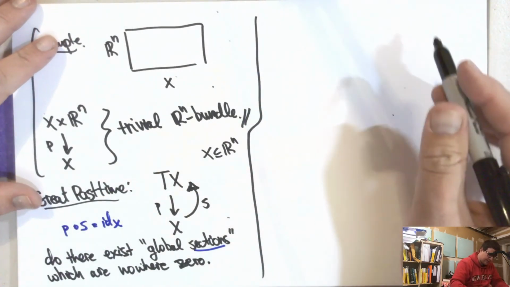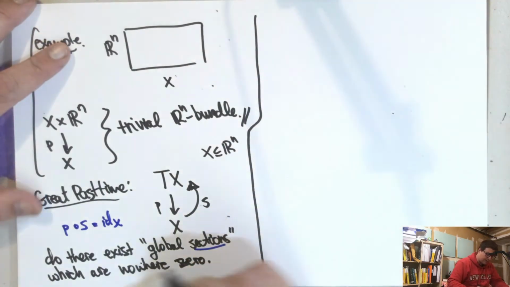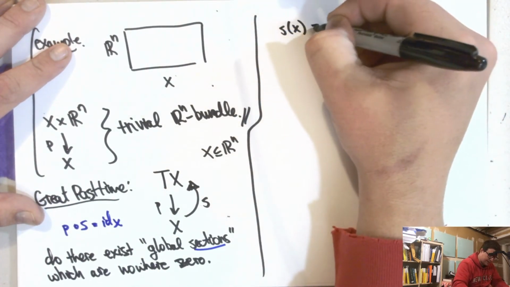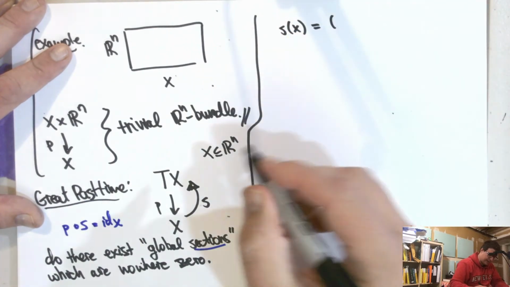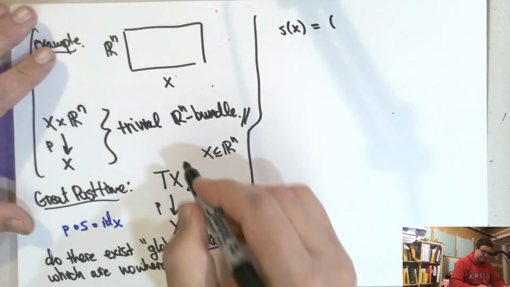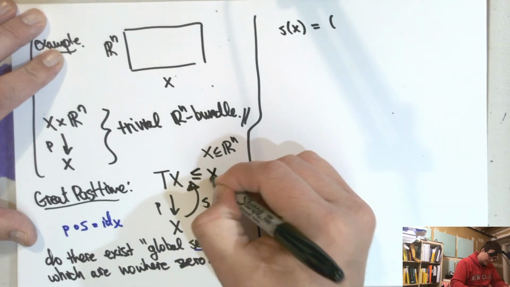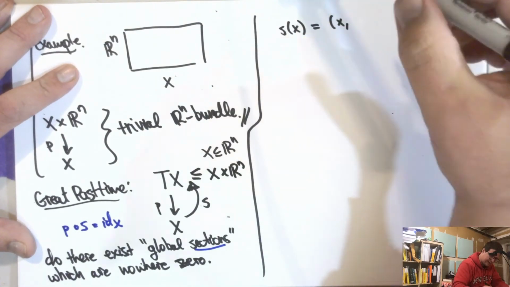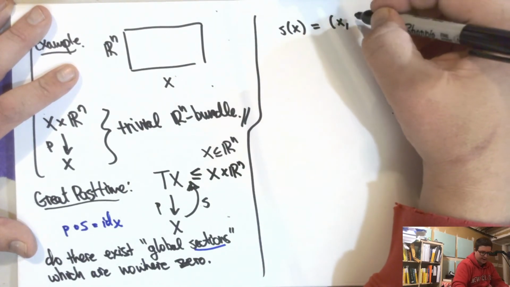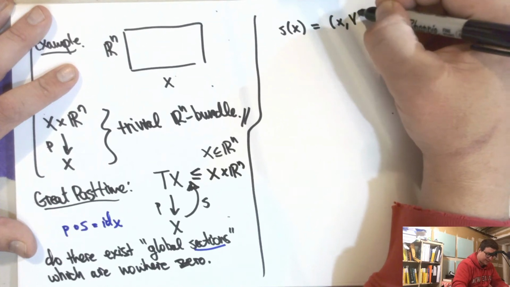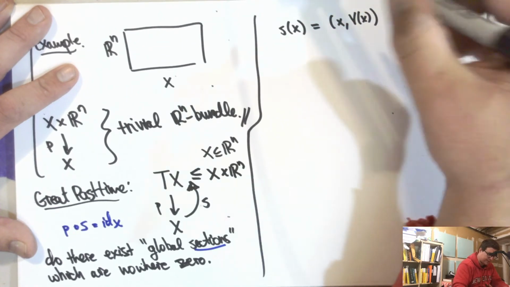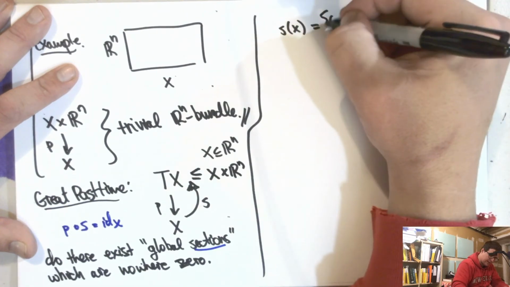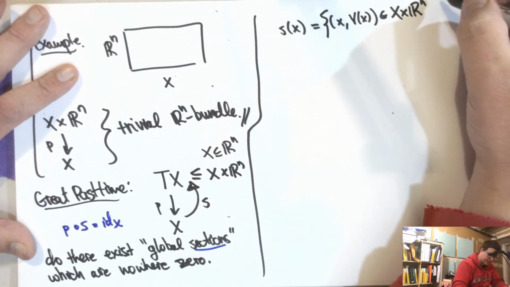because if I draw the sphere case again, let me explain what I mean by nowhere 0. So we have S of X, and if it's embedded, then this thing looks like a subspace of X cross R^n. This looks like X, and then we have some V of X, some vector that we're choosing. This is in X cross R^n, and then we can add those and multiply those and so on.